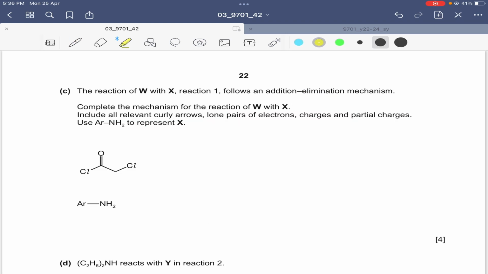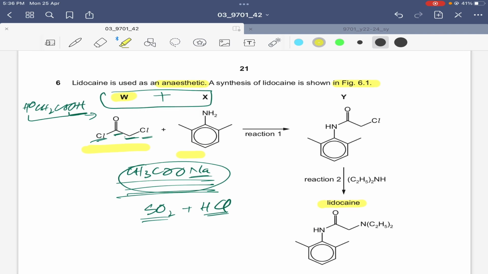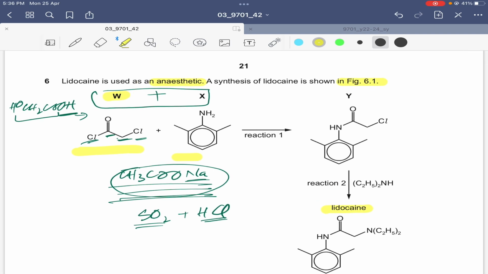Alright, so the next part says that the reaction of W with X, reaction 1, follows an addition-elimination mechanism. Complete the mechanism for the reaction of W with X. Include all relevant curly arrows, lone pair of electrons, charges and partial charges, and use ArNH2 to represent X. Right, so we have to draw the mechanism for this reaction when W reacts with X, and the X is a phenylamine, right? And this phenyl part, they're saying that it can be represented by Ar, and the nitrogen will act as a lone pair.